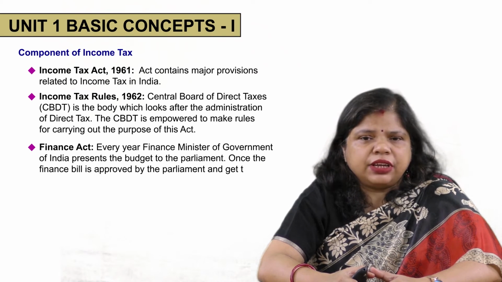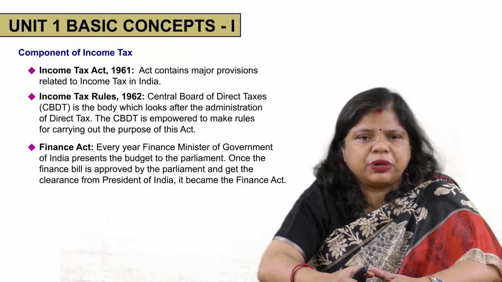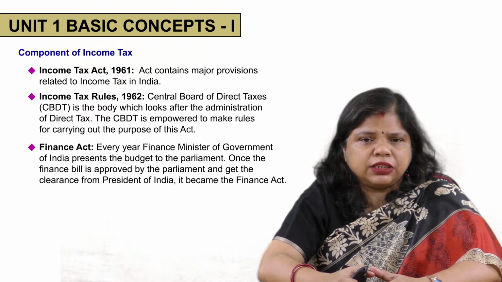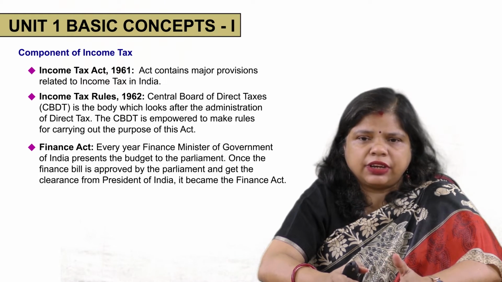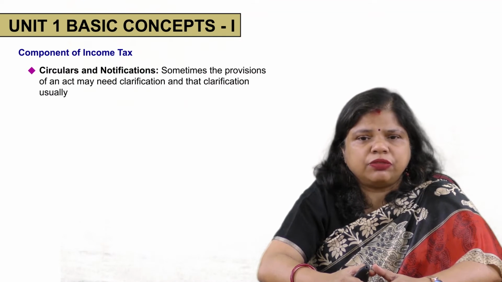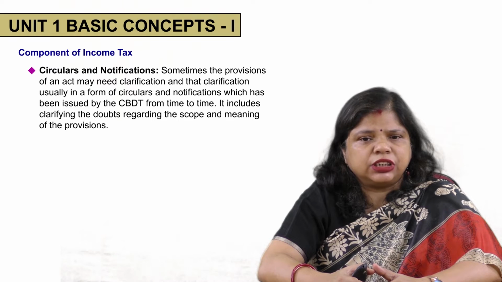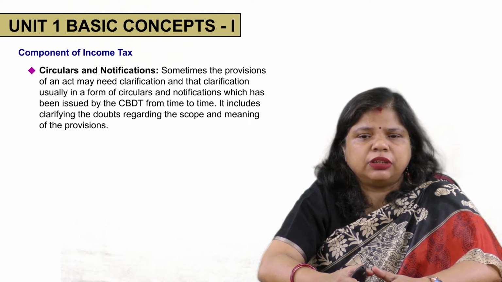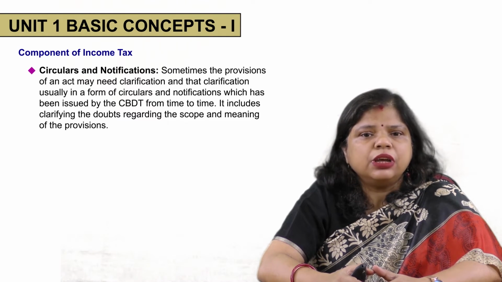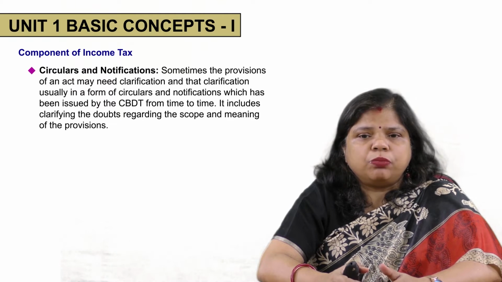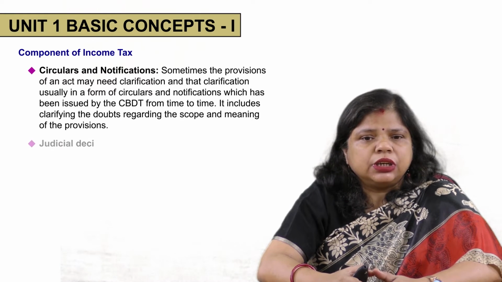Finance Act. Every year, the Finance Minister of the Government of India presents the budget to the Parliament. Once the finance bill is approved by the Parliament and gets the assent of the President of India, it becomes the Finance Act. Circulars and notifications. Sometimes the provisions of an act may need clarification, and that clarification usually comes in the form of circulars and notifications issued by the CBDT from time to time. It includes clarifying doubts regarding the scope and meaning of the provisions.